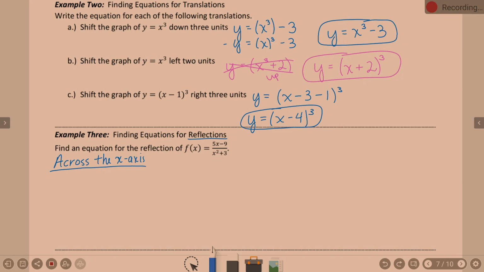In order to reflect across the x-axis, what does it say to do up above? For across the x-axis, negative f of x.